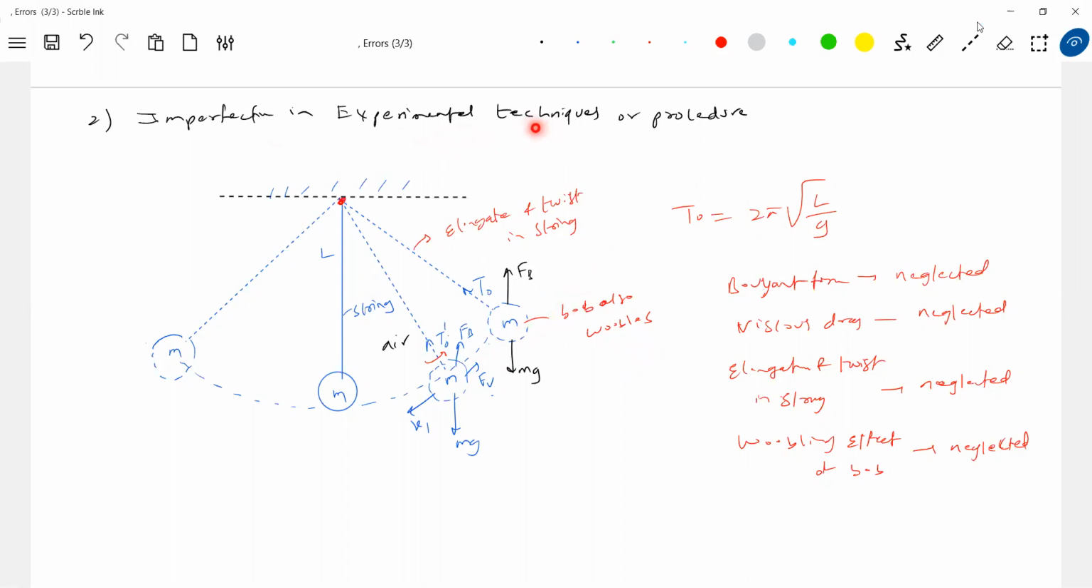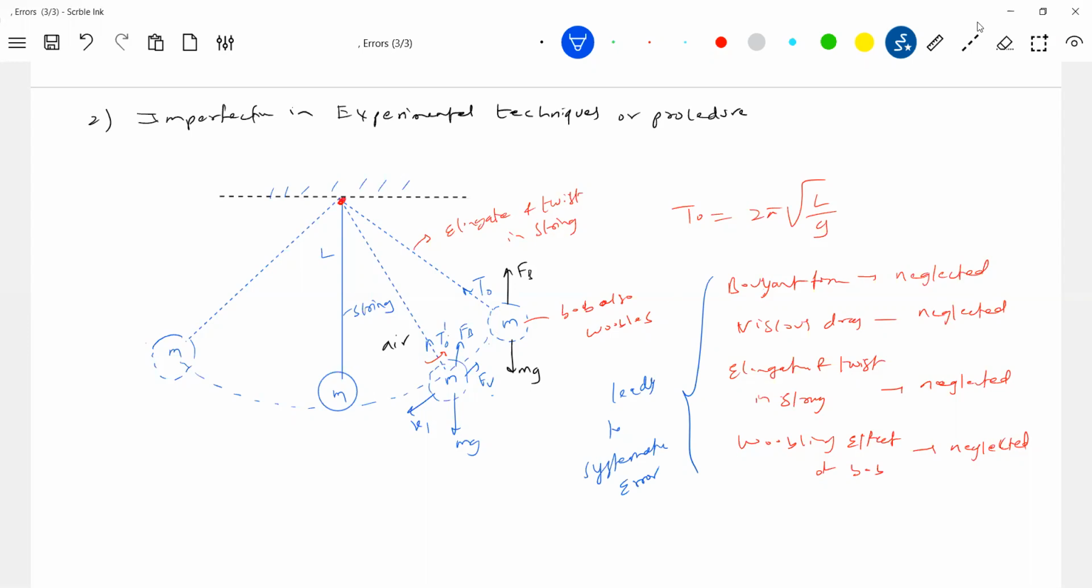So definitely we should know better ideas. We should have a better picture. Regarding the experiment, we should know how to take readings. If you don't know that, it will go to systematic error, not random error. I'm talking about systematic error. So that all will lead to systematic error.